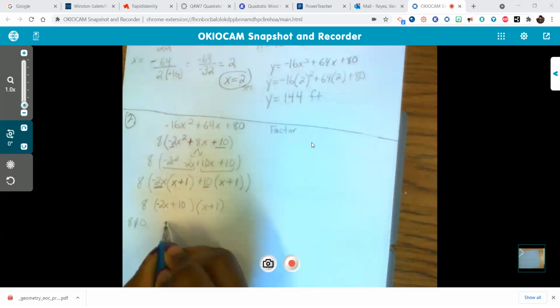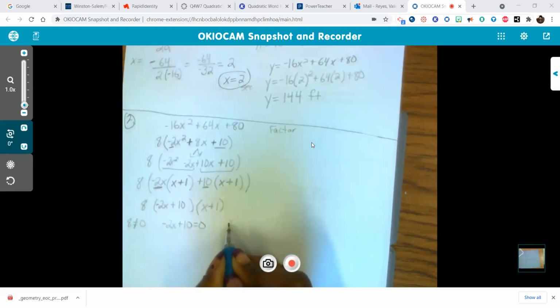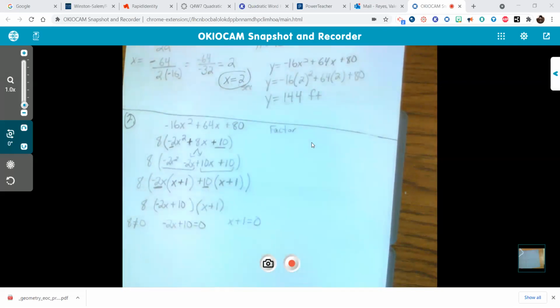And here you have negative 2x plus 10 is equal to 0. And then you have x plus 1 is equal to 0. That's what it means when it says solve a quadratic function. You're trying to figure out where this parabola crosses the x-axis. So now you have to find x. How do I solve for x here?